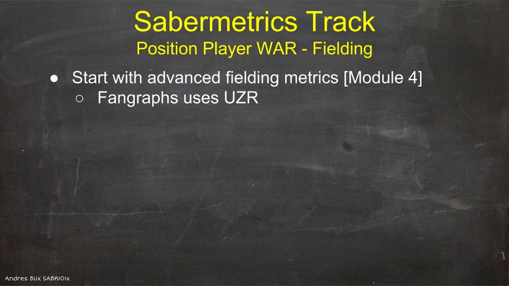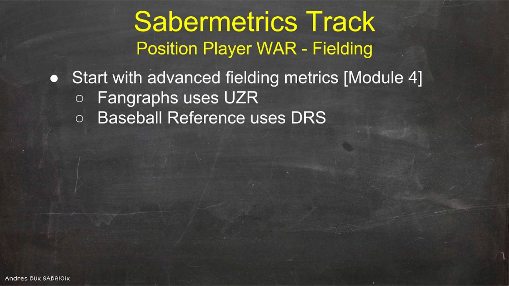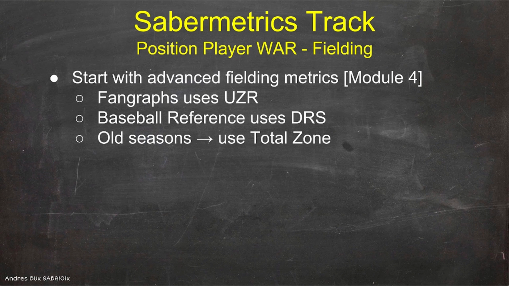Fangraphs uses UZR in their WAR calculation for fielding runs. Baseball Reference uses defensive runs saved as their fielding runs. And for seasons beyond the data from BIS being part of WAR, total zone is used. These metrics are all briefly described in Module 4. So that's the basis of fielding runs that we're going to measure for positional players.